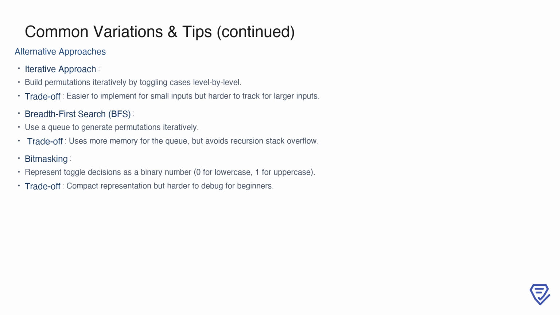Finally, there's bit masking, which represents toggle decisions as a binary number: 0 for lowercase and 1 for uppercase. Bit masking is a compact and efficient representation, but it can be harder to debug, especially for beginners. Each of these approaches has its own trade-offs, and the best choice depends on the specific problem constraints and your comfort level with the techniques.